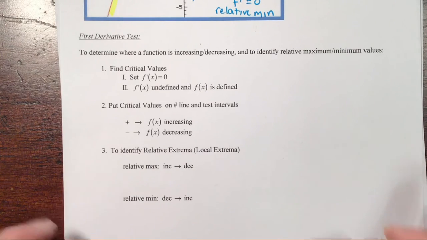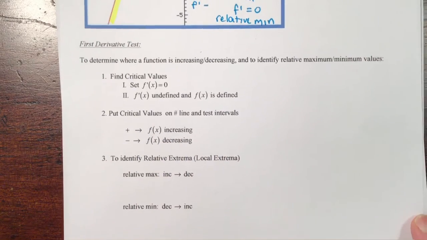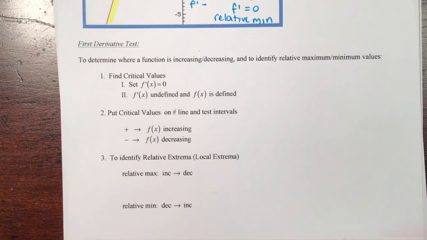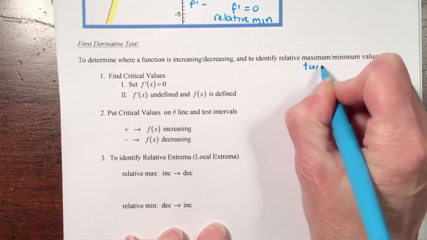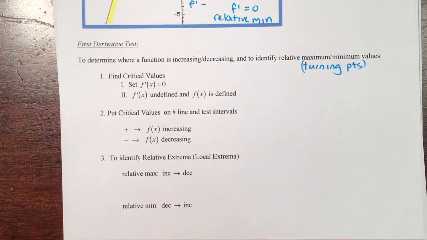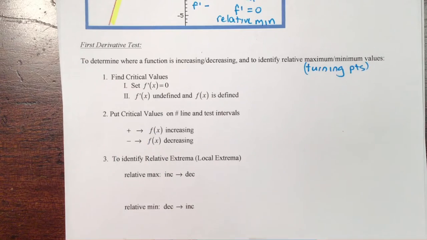So we're going to use the first derivative test anytime we want to deal with any of these things, to help us determine where a function is increasing and decreasing, and to identify any relative maximum or minimum values. Okay, remember, these are going to be turning points in our curve. So the first thing we're going to do is find what we call critical values.